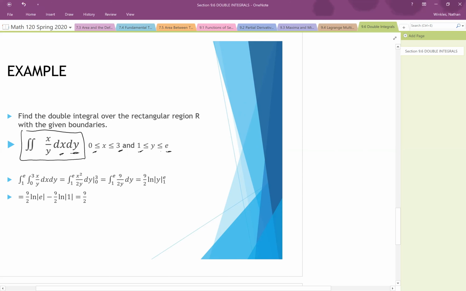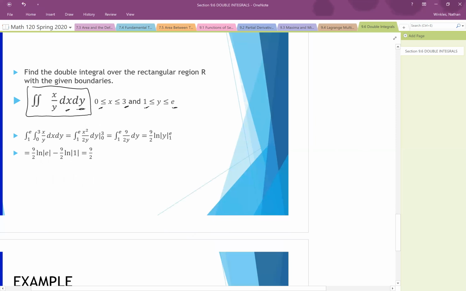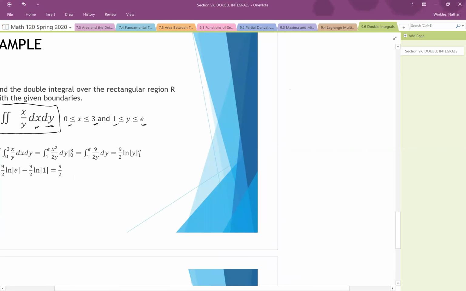So by this standard here of the double integral of x divided by y dx dy, we need to rewrite this using what we have here. So this is the double integral. We're going to do dx first, or on the inside, and dy on the outside. So y goes from 1 to e, x goes from 0 to 3 of x over y dx dy.